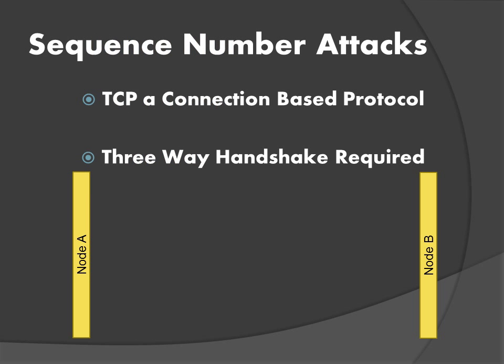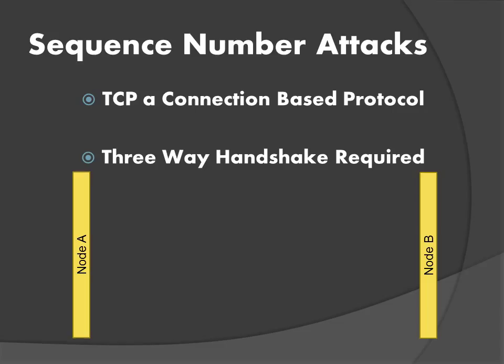There are a number of ways in which named data networking addresses the various security and networking issues in the TCP/IP architecture, and I've chosen just a few of these to illustrate how named data networking works. The first one of these is the sequence number attack.